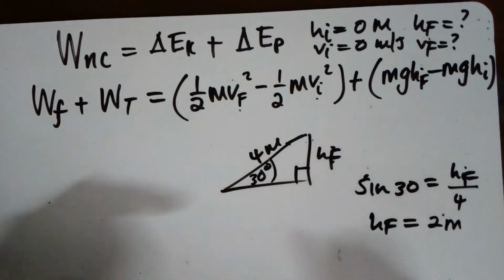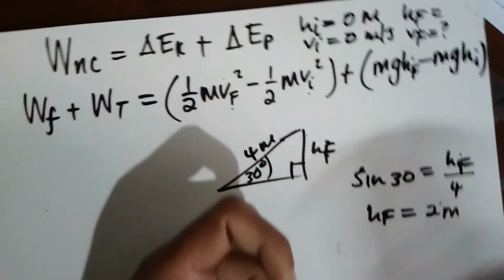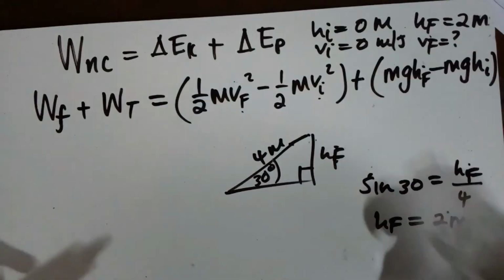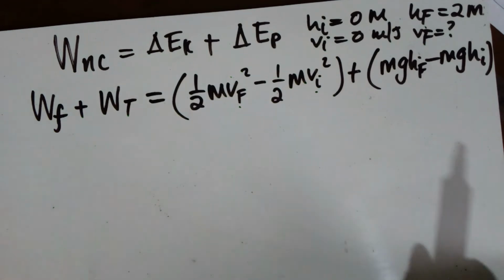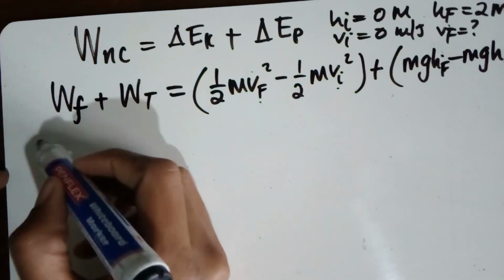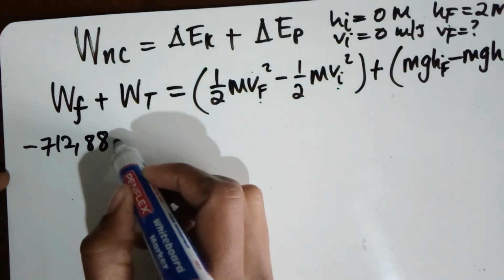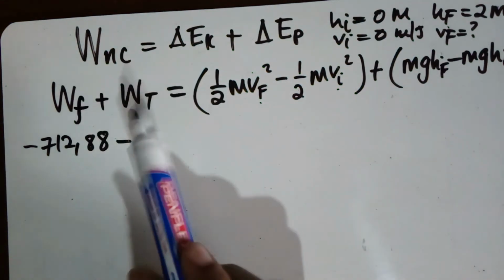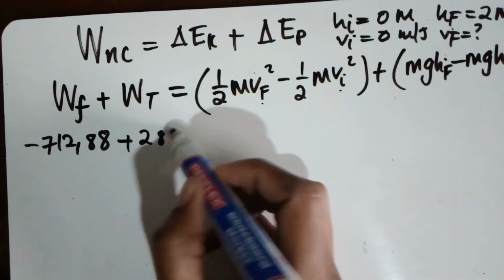We can just substitute in everything. You should already see how this is actually going to work out. Let me just remove this. And then on this side, we will have the work done by friction. We calculated it to be a negative of 712.88. You can also calculate the work done by tension, and when we did those calculations previously, that work done by tension is going to be 2,800. So make sure you are able to get this value of 2,800.